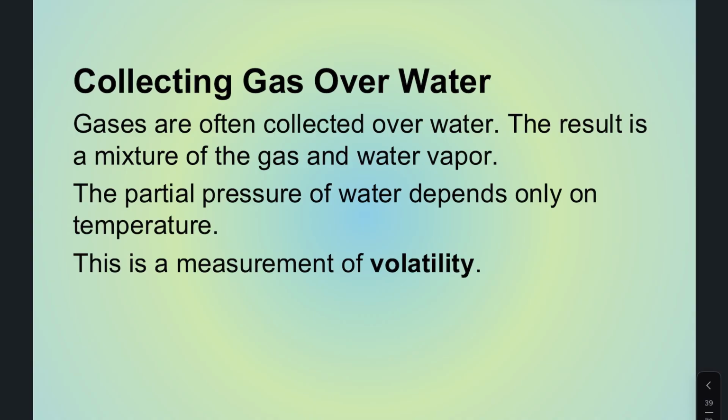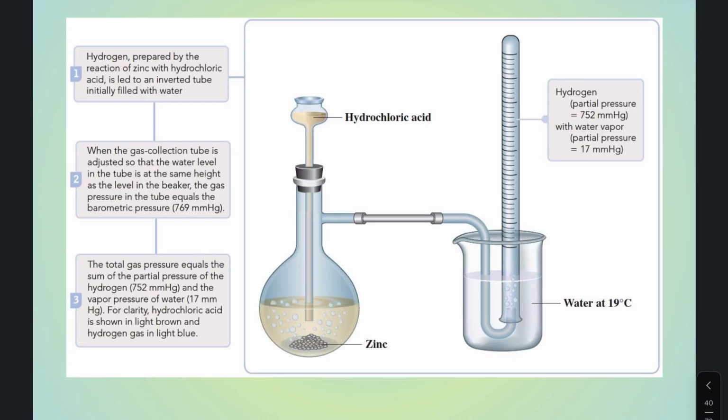But the partial pressure of water, and when we're talking about vapor pressure, is only dependent on temperature. So at higher temperatures, you're going to have more volatile water, which means that it's going to have a higher vapor pressure. At lower temperatures, the opposite is going to be true. And so, for example, we have a reaction prepared here. So hydrogen prepared by the reaction of zinc and hydrochloric acid is going to be put into an inverted tube right there.